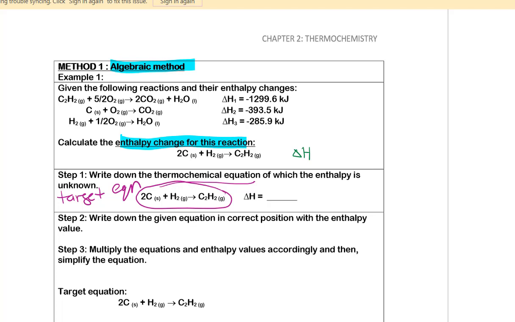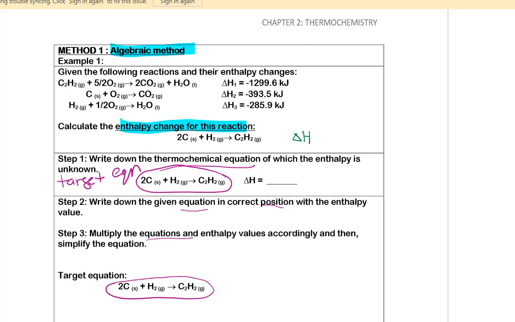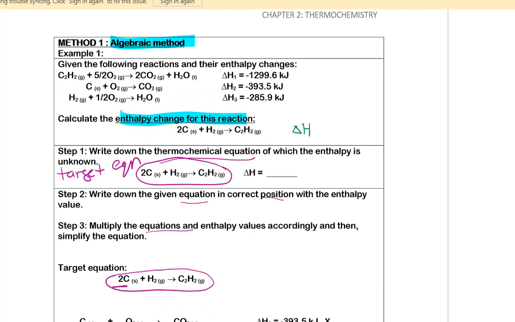For step number 2 and step number 3, write down the given equations in the correct position with the enthalpy values, multiply the equations and the enthalpy values accordingly, and then simplify the equation. What does it mean by step 2 and 3? This is our target equation. We want 2 mole of carbon on our left hand side. Based on these 3 chemical equations, we need to find carbon. So this is the carbon.